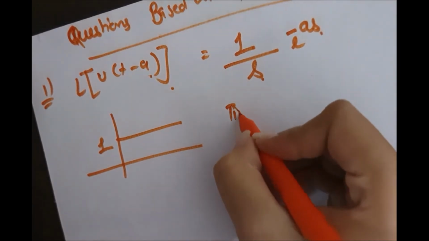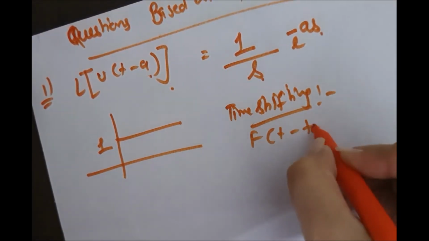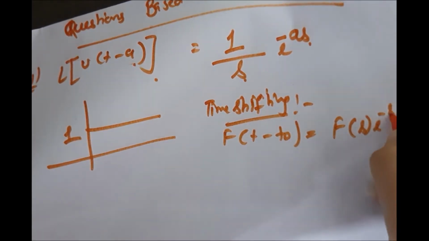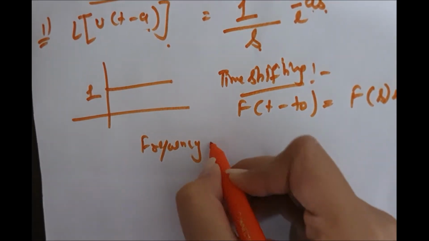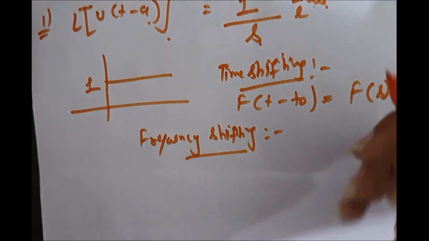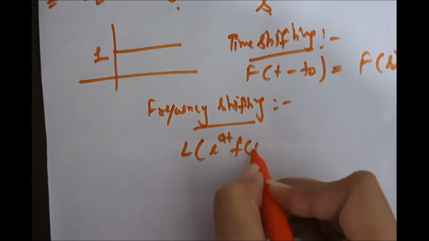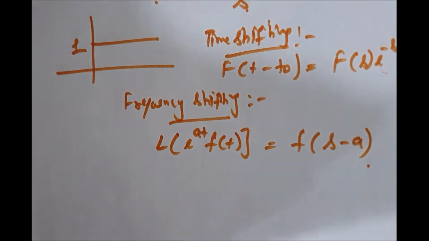As I told you about the shifting property of Laplace transform, that is f(t minus t naught) is F(s) exponential minus s t naught. If you remember, I also told you about frequency shifting. I taught you about frequency shifting and time shifting in the first property of Laplace transform. If you don't remember this property, then see my first lecture.